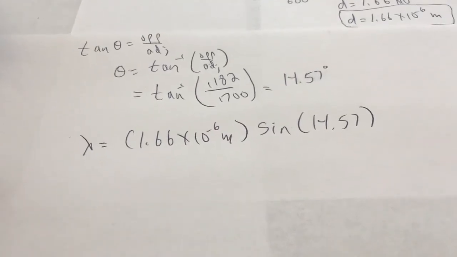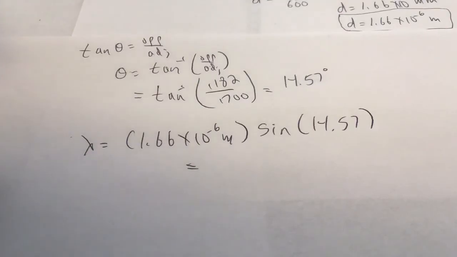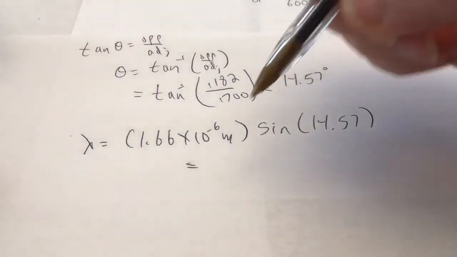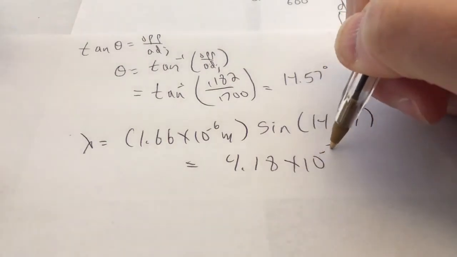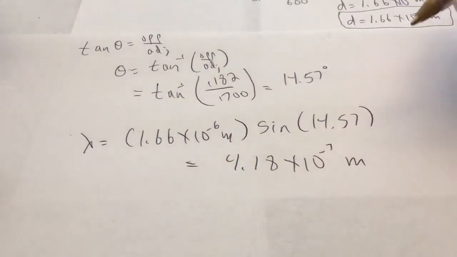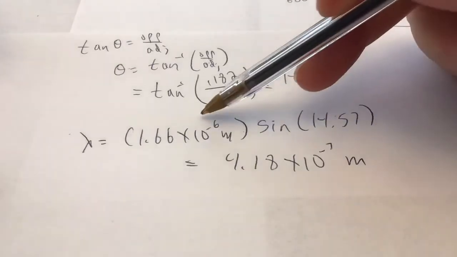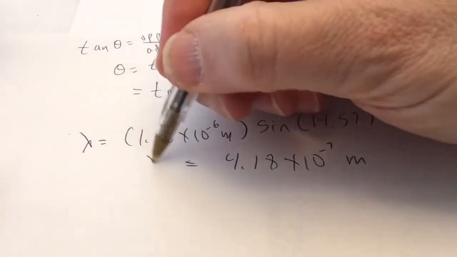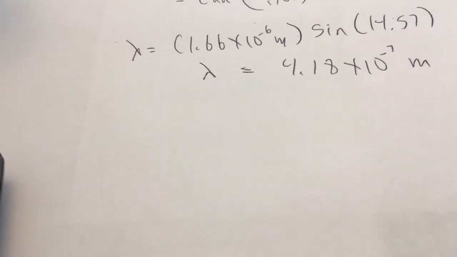Fortunately, my calculator has got all these zeros on it. So let me just count how many zeros. 1, 2, 3, 4, 5, 6. There's 7, it looks like. So 4.18 times 10 to the minus 7. And it's going to be in meters because the sine of angle is just a ratio. Okay, so what in the world is that? Is that what we're supposed to get? It seems like a very tiny number.